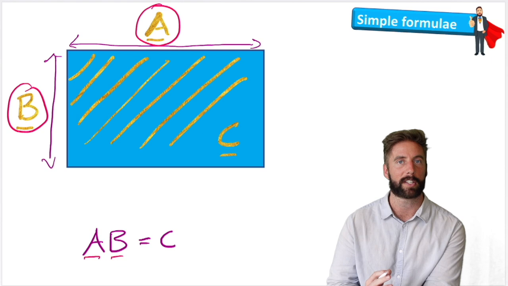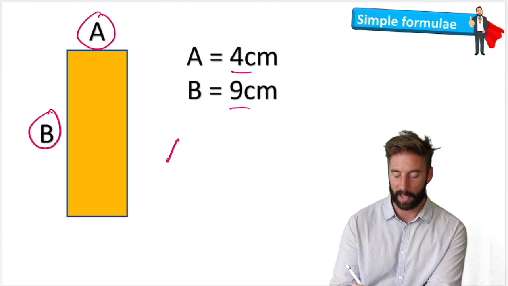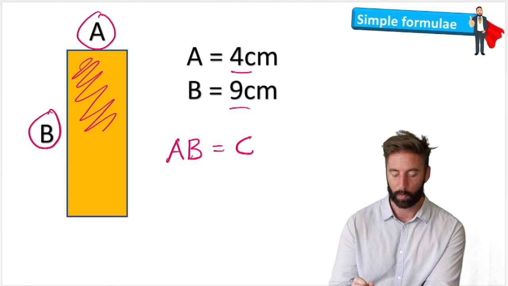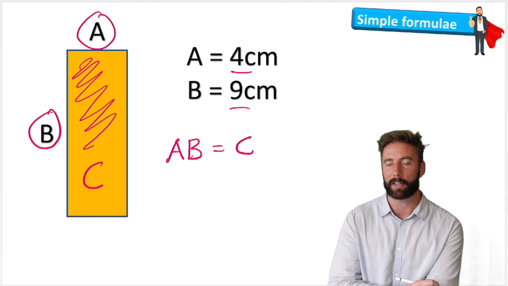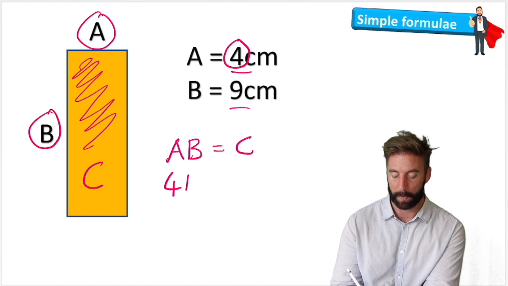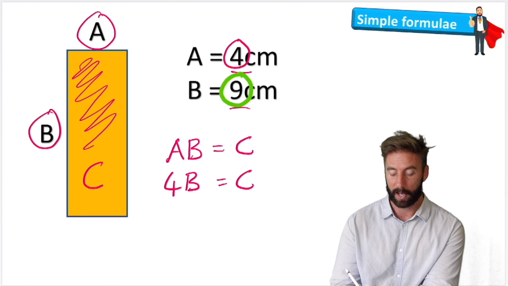So let's have a look and see if this formula can be used for another rectangle. So now I can write down my formula. We think AB will equal C. The shaded area we'll call C. And now all I'm going to do is substitute in my numbers to get my answer. So A can be substituted with 4. So I could write 4B equals C. And then I could substitute B with 9 and end up with 4 times 9 equals C.